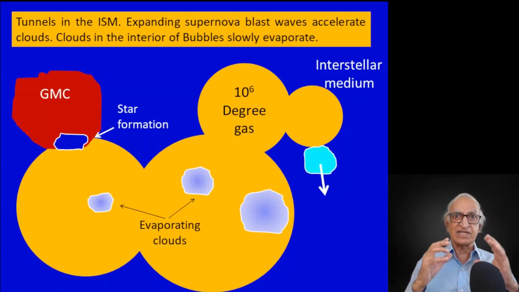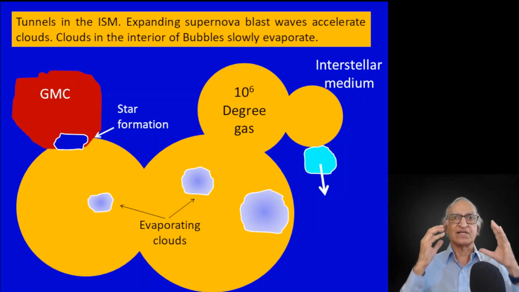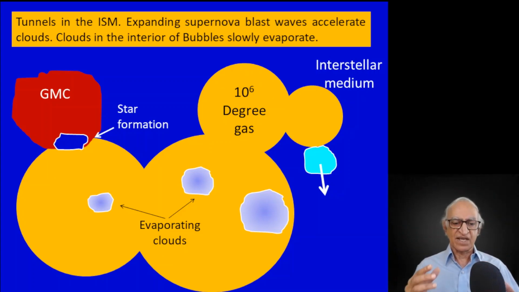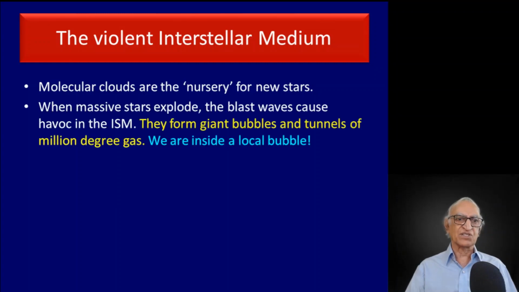So please remember, each supernova explosion deposits about 10 to the power 51 ergs worth of kinetic energy into the interstellar medium. In a galaxy like the Milky Way, a massive star explodes every 25 or 30 years. So the interstellar medium is enormously influenced by the supernova explosions and these expanding supernova bubbles. So molecular clouds are the nursery for new stars. When massive stars explode, the blast waves cause havoc in the interstellar medium. They form giant bubbles and tunnels.